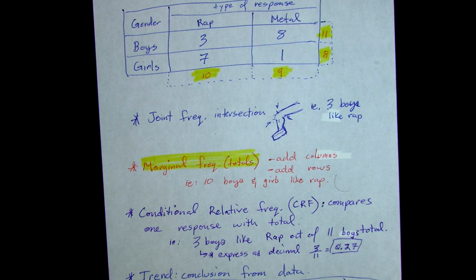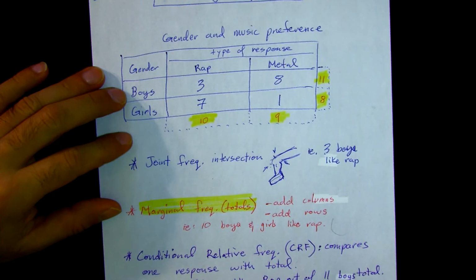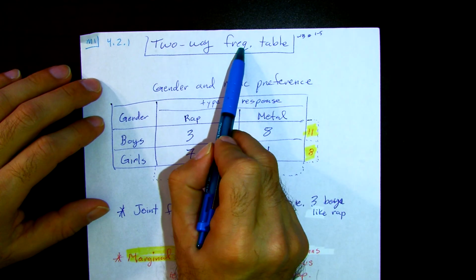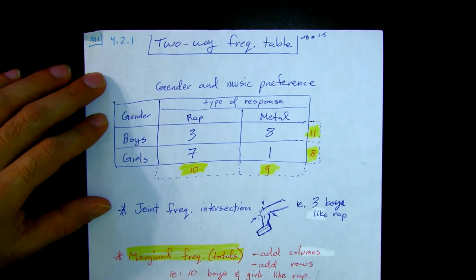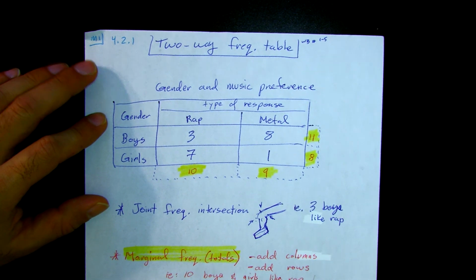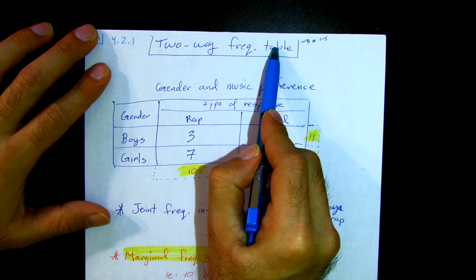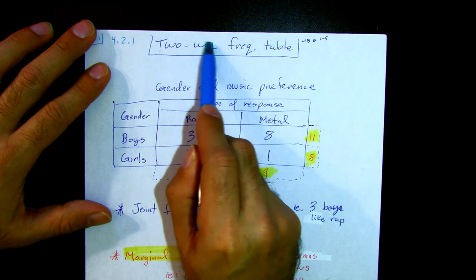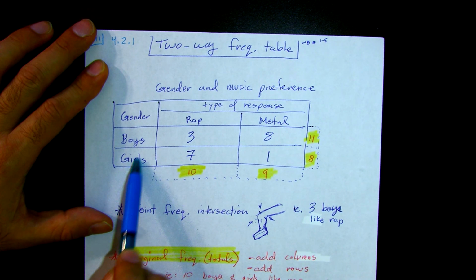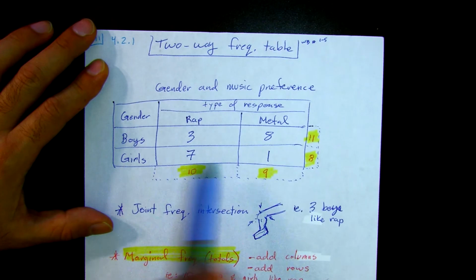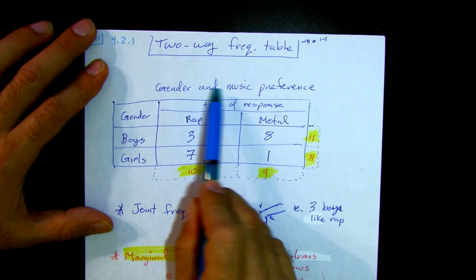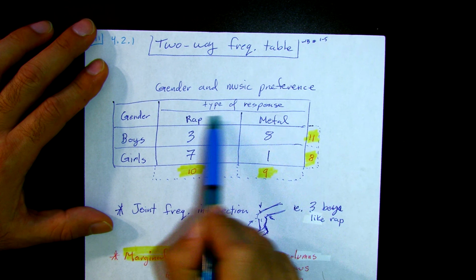All right, so to start, two-way frequency table. The word frequency is just talking about how frequently something happens, how often something happens. So a two-way frequency table is looking at two different things. We have a gender category, boys and girls, and type of response, liking gender and music preference, liking music that's rap or metal.